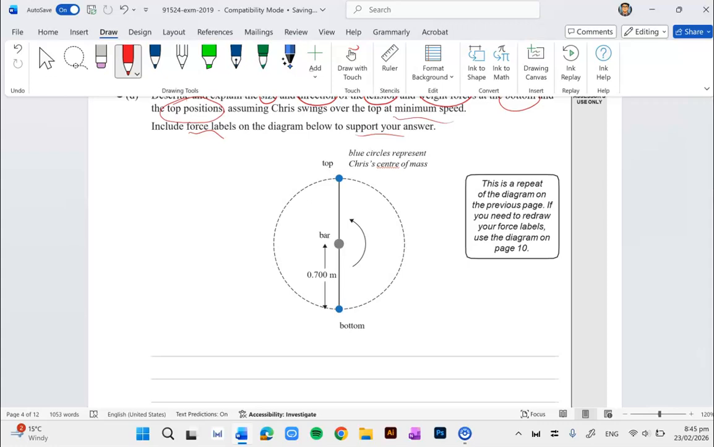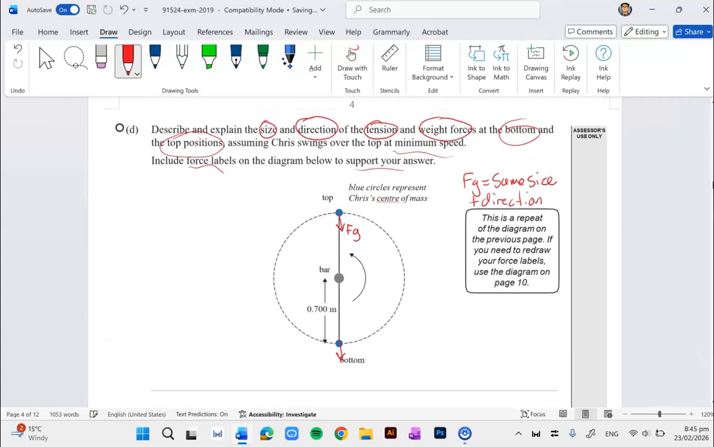So the first most obvious thing, I'm going to use different colors here to make it clearer, is there's going to be an FG, the gravity force at both ends, right? And they are going to be the same size plus direction. It's always downwards and it's always the same size of 9.81. So we've done the weight forces.